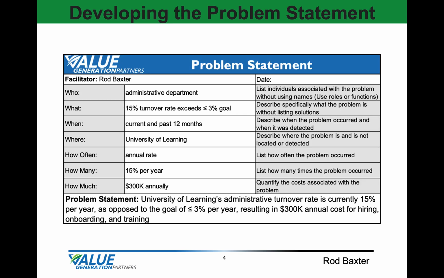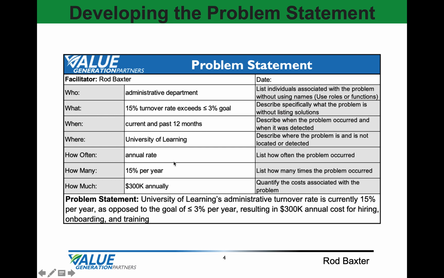So let's look at this template that sets us up for responding to all these requirements for a problem statement. List the individuals associated. Well, in this case, it's the administrative department. Describe specifically what the problem is without listing solutions. The problem is we have a 15% turnover rate, and that exceeds our goal of less than or equal to 3% turnover. So describe when the problem occurred and when it was detected. Well, it's currently going on, and it's been going on for the past 12 months. Describe where the problem is and is not located. It's at the University of Learning.